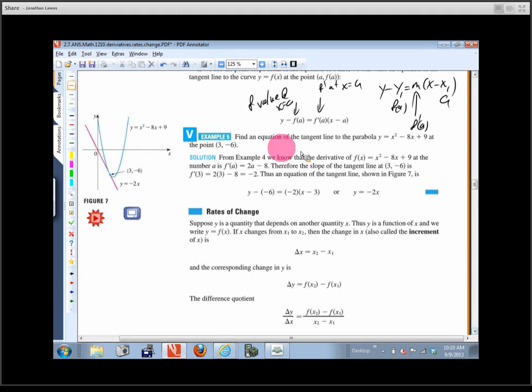So it says find an equation of the tangent line to that function right there at this point right here. That's a. That's f of a. They've done some of the work for us. They told us what a is. They gave us f of a. The only thing we need to do is find the slope. And how are we going to find the slope? Plug it into this formula that we had up here.